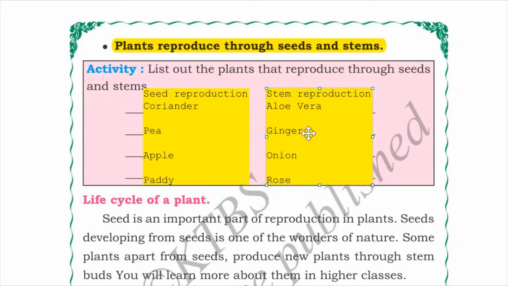So here we have the stem of a rose plant that has been planted in the soil. As you can see, new roots are being generated from it. Eventually this plant will become a fully grown plant on its own. And this is an example for stem reproduction. So as the list, we have some plants here: aloe vera, ginger, onion and rose. You can find out more examples and add them to both of these lists.